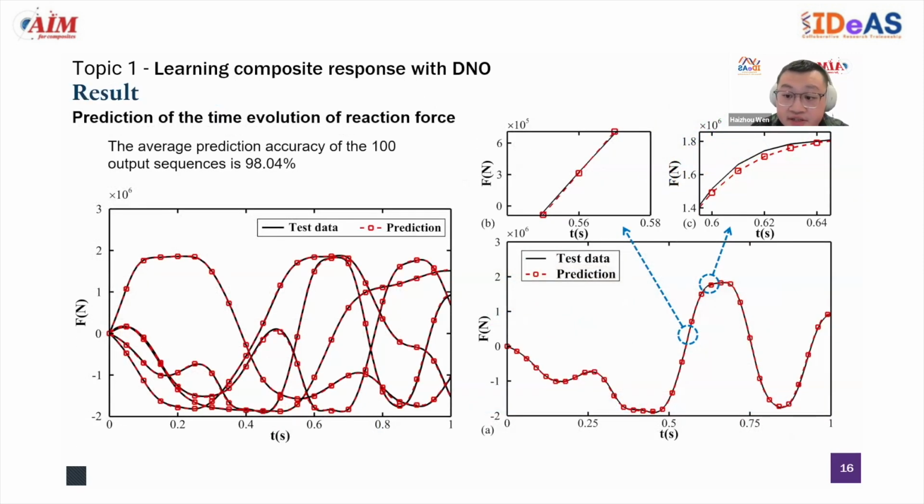So this is the dynamic force prediction result given by the DON model. After the model is well trained, the average accuracy is around 98%. So there's only some local misalignment, but the overall prediction is very accurate and proves the DON model is pretty reliable.